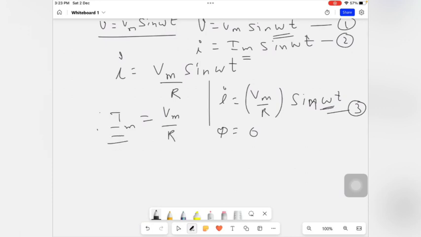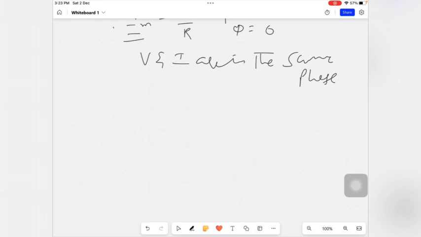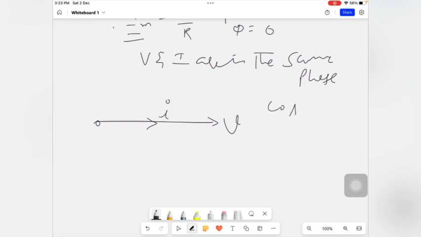Therefore, in an AC circuit containing pure resistance, the voltage and current are in the same phase. Hence we have to draw the phasor diagram for the purely resistive circuit. I will take the voltage as the reference vector, and the current is in the same line as the voltage V because phi is equal to 0.